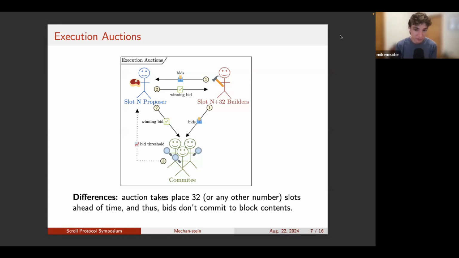But this number is kind of arbitrary, right? So you could make it 1 slot before, or you could make it 1,000 slots before. This 32 is just a placeholder. And the second bit here is that as a result, the bids can't commit to the block contents, because the builders have no idea what transactions are going to be signed in 32 times 12 seconds into the future.